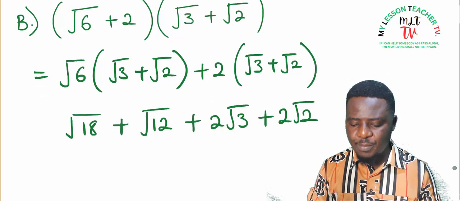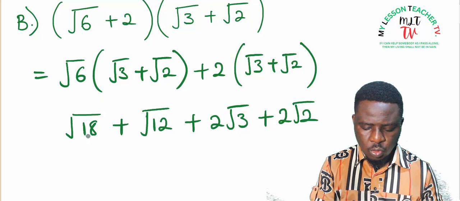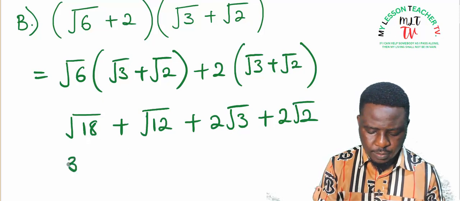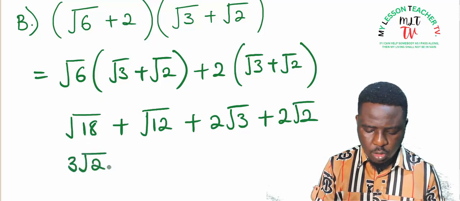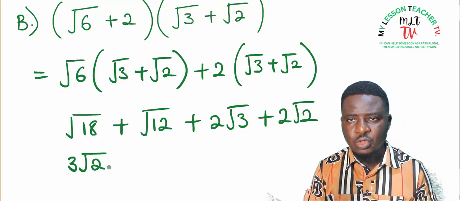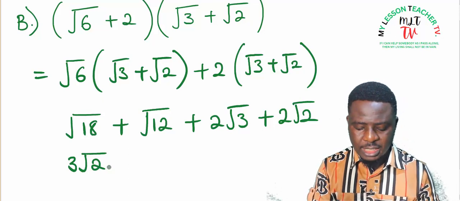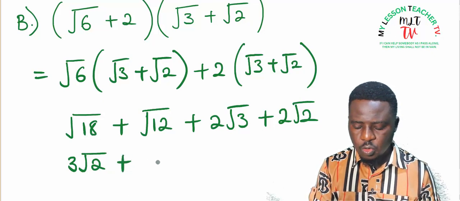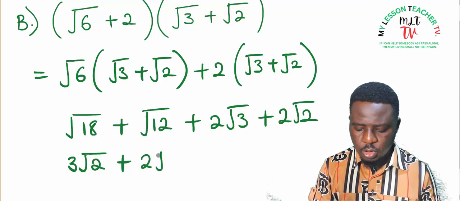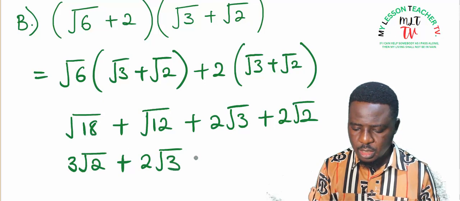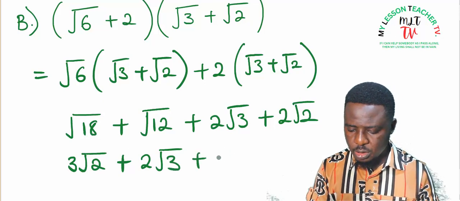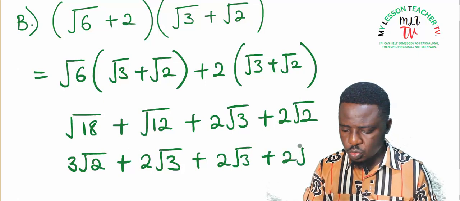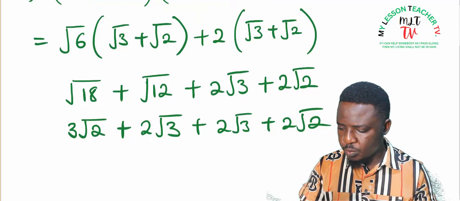Simplifying this further into their basic surd forms, root 18 is said to be 3 root 2, because 18 can be broken down into 9 times 2, and root 9 is 3, while root 2 is in surd form, plus root 12 is said to be 2 root 3, plus the third term 2 root 3, plus 2 root 2.